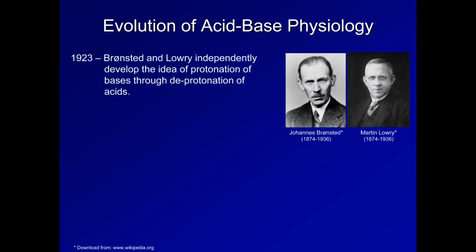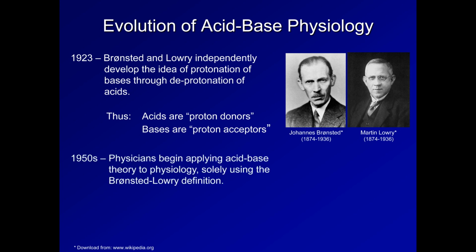Then in 1923, the Danish physical chemist Johannes Brønsted and the English physical chemist Martin Lowry independently developed the idea of protonation of bases through the deprotonation of acids. Thus, an acid was any compound that could donate protons, and a base was any compound that could accept protons. It was another 25 years before physicians began taking a serious interest in acid-base balance in human physiology, and when they did, they solely used the Brønsted-Lowry definition of acids and bases.